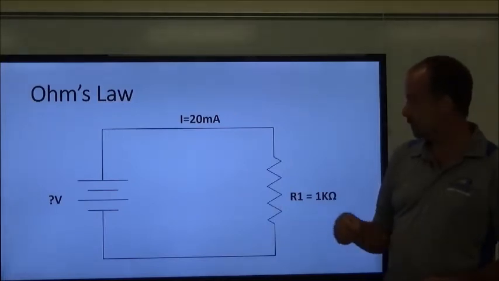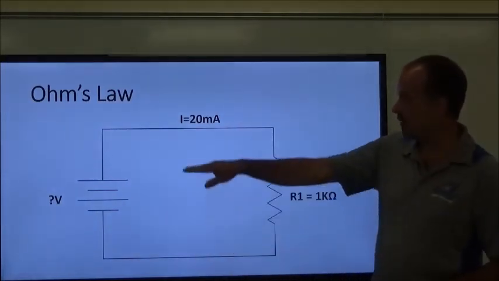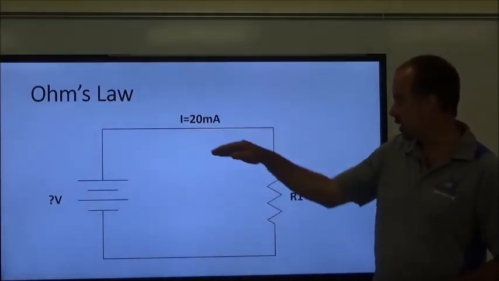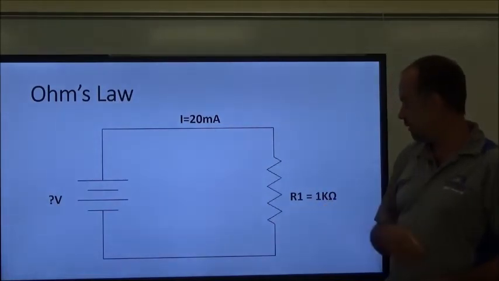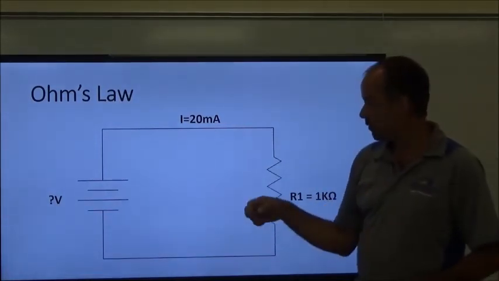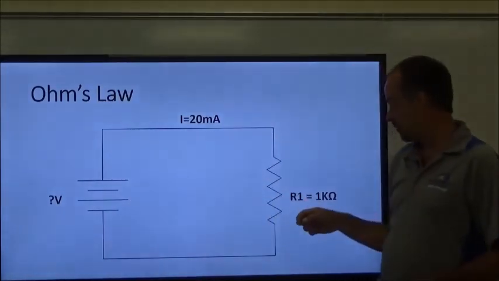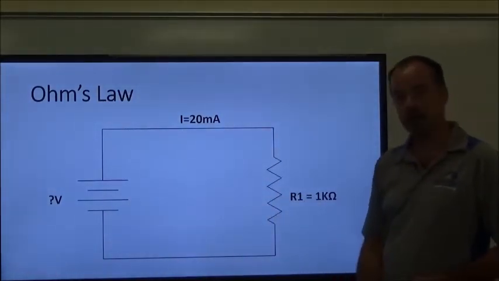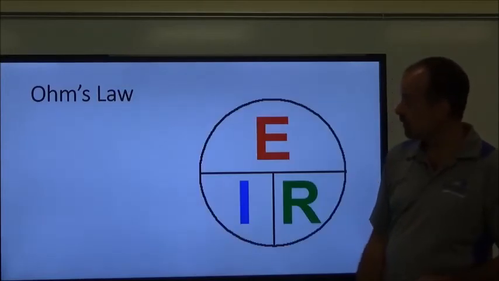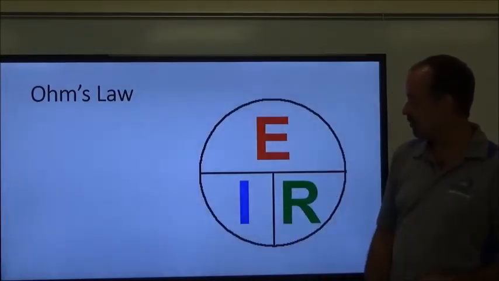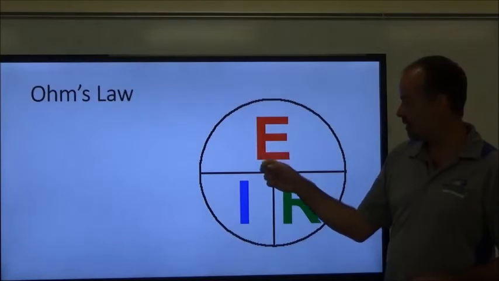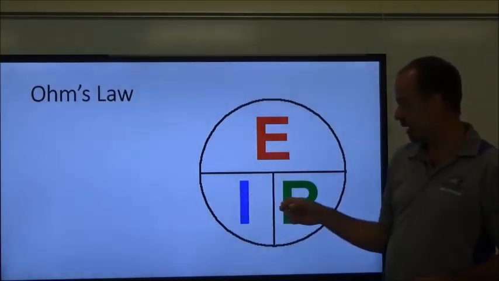Okay, so let's find for voltage now. So now I have a circuit. I've got 20 milliamps, and I've got a 1 k ohm resistor. So how much voltage would it take to make 20 milliamps flow through a 1 k ohm resistor? Go back to my wheel here. I'm trying to find for E, so now I need to multiply I times R.